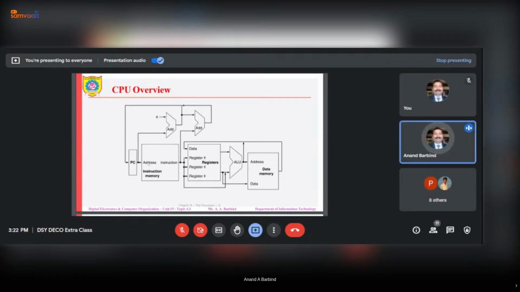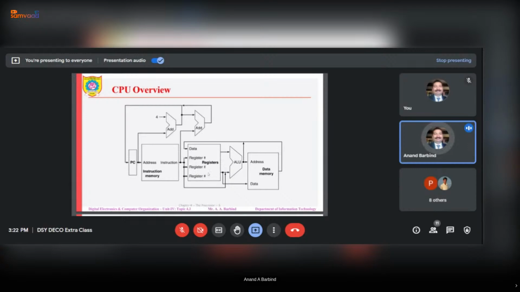So the decoded instruction is available here, and the contents of the appropriate registers are read from the register file. You can call this a register bank or register file.